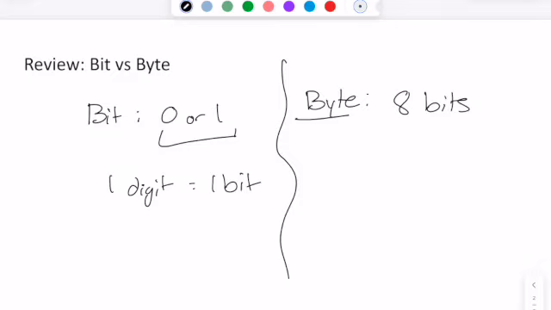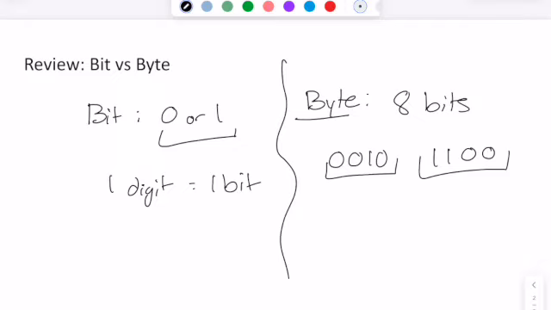So bits and bytes, everything in binary is typically represented in groups of 4. A byte would be 8 bits, which is 2 groups of 4. So that would be 0, 0, 1, 0, 1, 1, 0, 0. It doesn't matter what each bit is. The point is it's 8 bits total. So that's what a byte is.